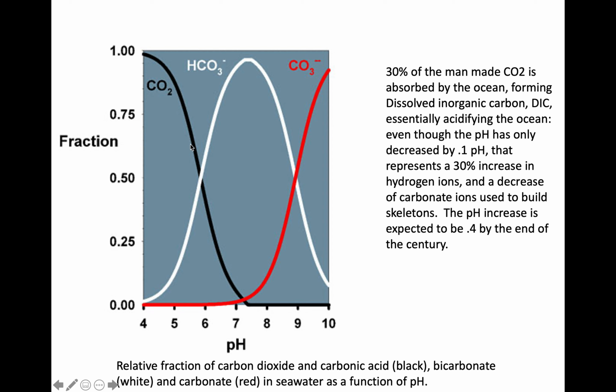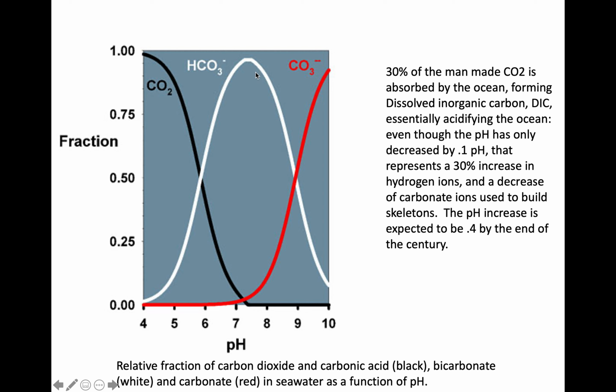So we can see what happens here to the amount of carbon dioxide in the water and the amount of bicarbonate. And so basically 30% of the man-made carbon dioxide is absorbed by the ocean. So as the amount of man-made carbon dioxide goes up, dissolved inorganic carbon essentially is acidifying the ocean, and even though the pH has only decreased by 0.1, that represents a 30% increase in hydrogen ions. And that's because bicarbonate is made, and that kind of buffers it, but it's got its limits.